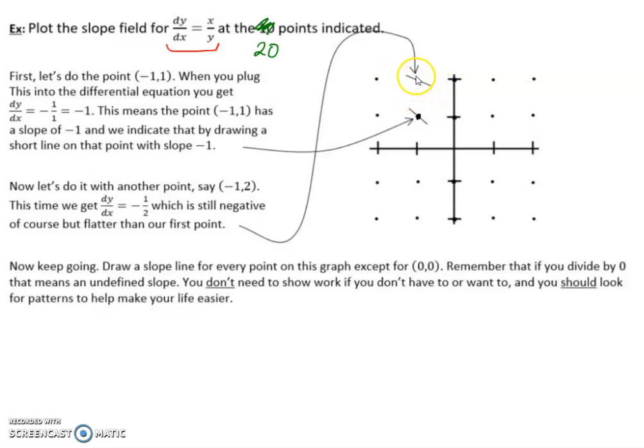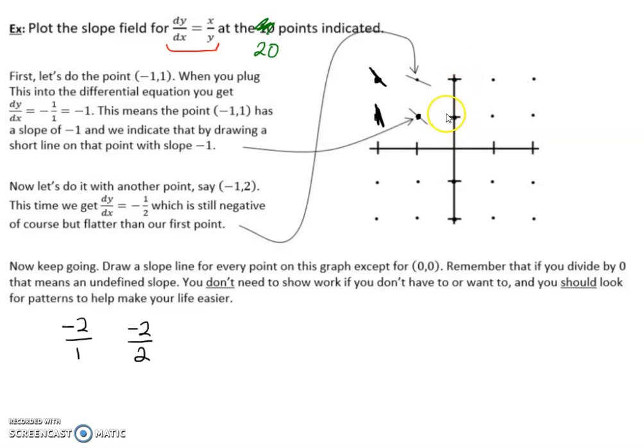We're going to continue this for everything else. So this point right here is the point -2, 1. So -2 over 1 is -2. So that point should have a slope of -2. This point up here is the point -2, 2. So -2 over 2 is going to have a slope of -1, same as this one. So that slope is -1.